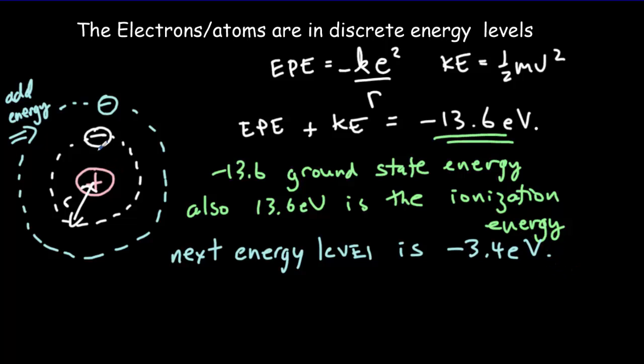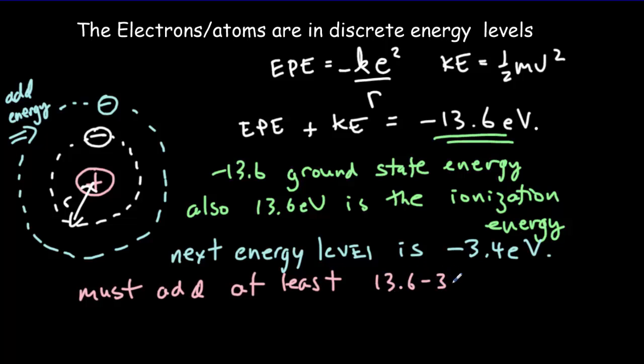So if you try to just add, say, 1 electron volt to excite the atom, nothing's going to happen. The atom won't accept that energy. So you must add at least 13.6 minus 3.4, or 10.2 electron volts. You have to add at least 10.2 electron volts to excite the atom and get it into a higher energy state.